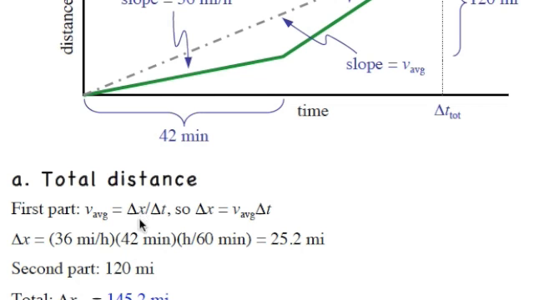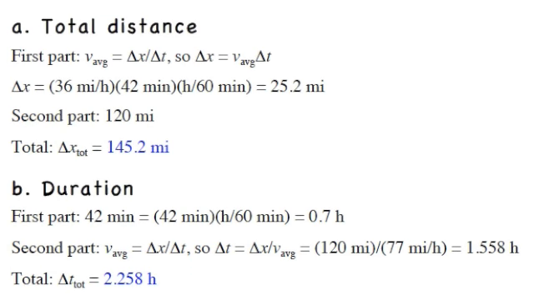We get delta x equals v delta t. Plug it in: 36 miles per hour times 42 minutes. The units don't work, so we need to convert the minutes to hours. We do this with the conversion factor, 1 hour divided by 60 minutes equals 1. When the dust settles, 25.2 miles is the distance traveled in the first leg of the trip. Add that to the 120 miles traveled in the second leg, and we get 145.2 miles traveled total.